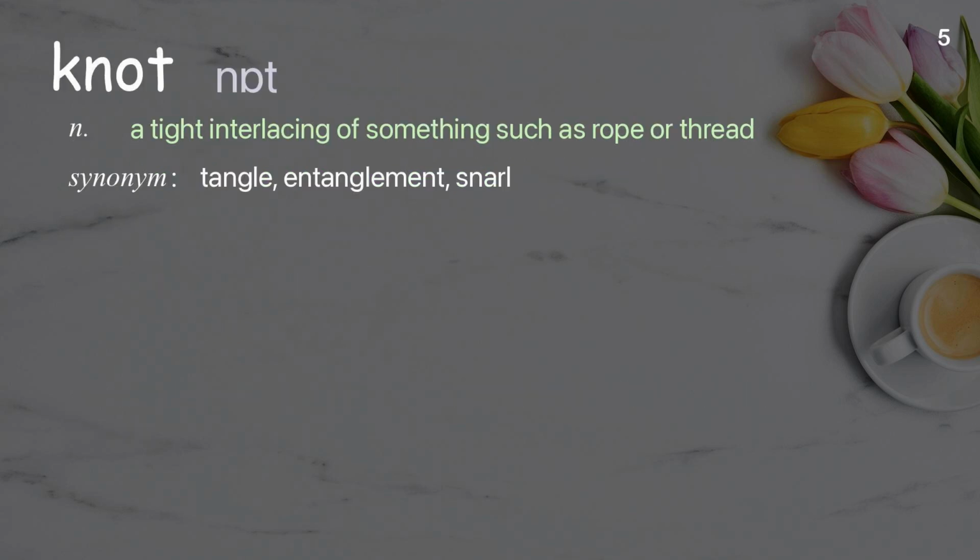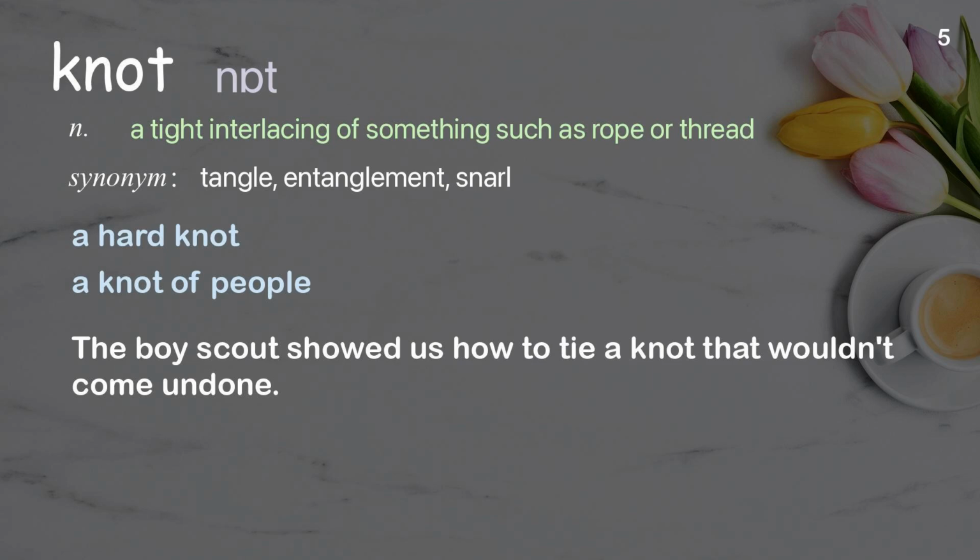Knot. A tight interlacing of something such as rope or thread. Examples. A hard knot. A knot of people. The Boy Scout showed us how to tie a knot that wouldn't come undone.